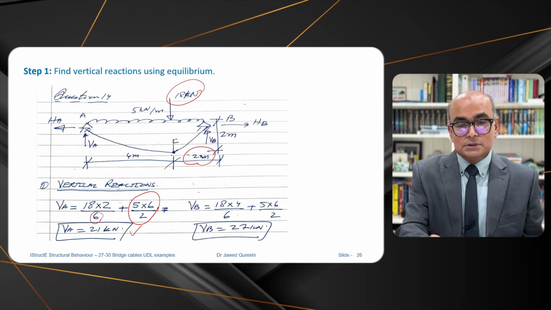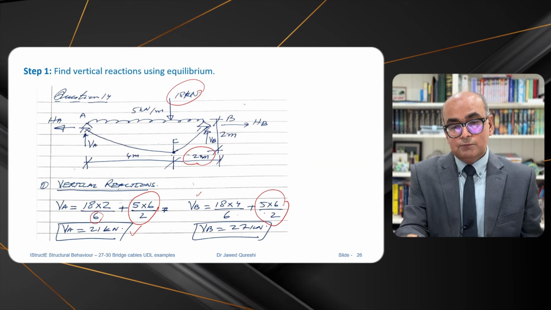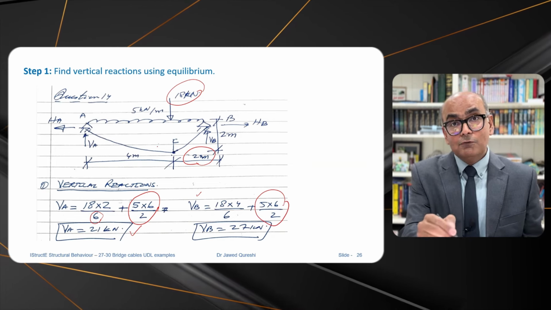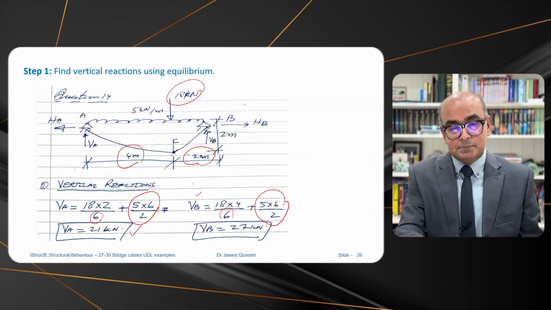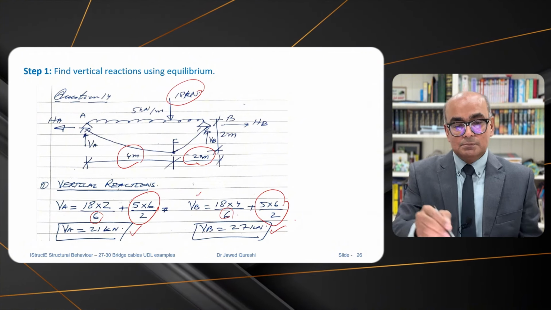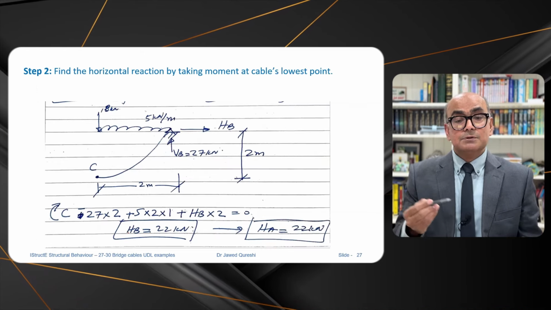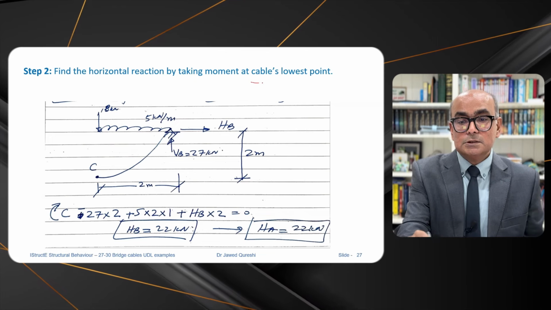Now again I use the same logic for VB. UDL remains the same, total load 5 times 6 divided by 2. Load times off span, now off span is 4. So 18 times 4 divided by 6. This is giving me 27 kilonewton at B. A is 21, B is 27. The next step is to find the horizontal reaction by taking moment at the cable's lowest point.